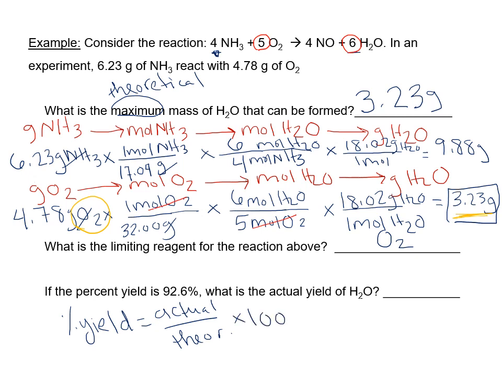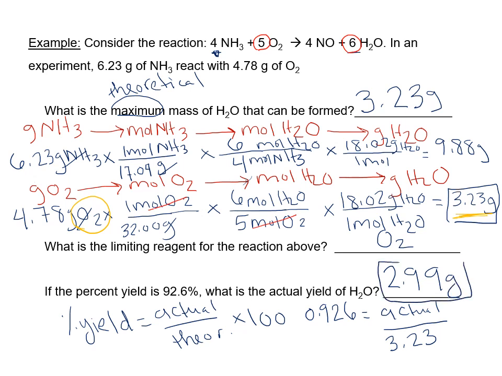I'm given the percent yield as 92.6%, that's equal to 0.926, which is equal to our actual divided by 3.23, because our theoretical yield is 3.23. And again, remember, our answer has to come out smaller than the 3.23 because the actual is always less than the theoretical. So the answer that I get is 2.99 grams. So that's how much product is actually produced. Okay, so these would be our answers.